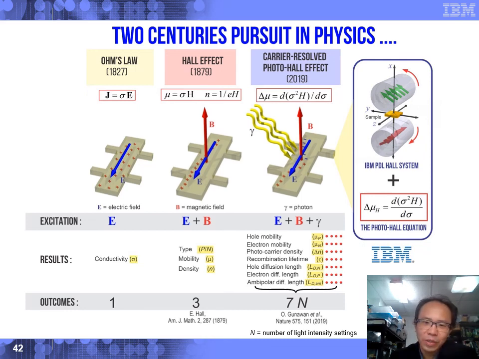And here, with the new carrier resolved photo Hall technique, we finally have the new understanding, which is the photo Hall equation, delta mu here, and also a new experimental tool to extract much more information from semiconductors for both electron and hole. So we hope this exciting advance could spur and push further development for many emerging advanced electronic materials.